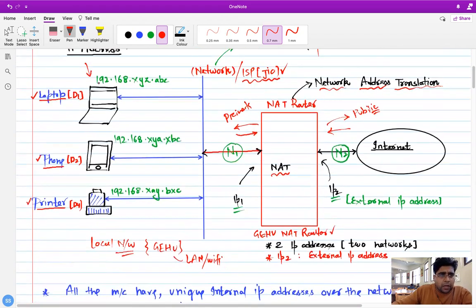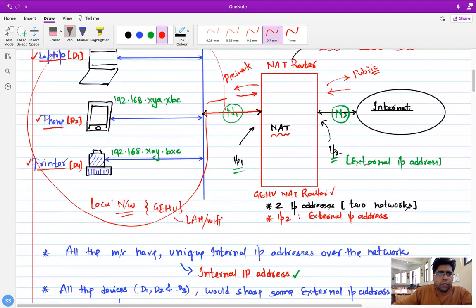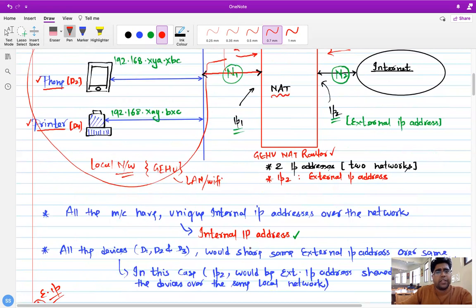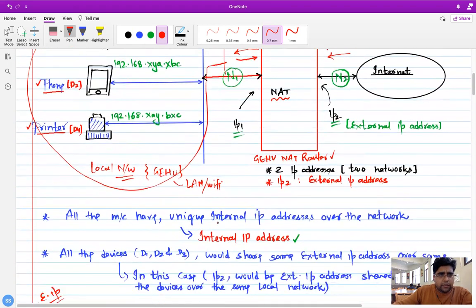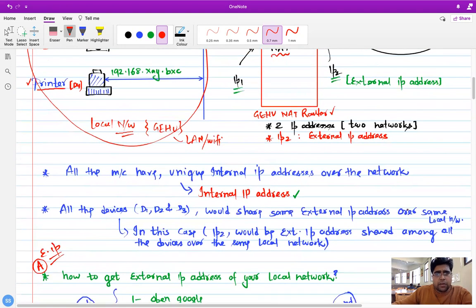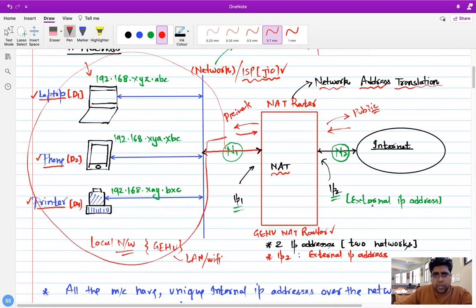It means if this is the local network of GHU, let's say this one, okay, this is the local network. It means all the devices connected in this network would have unique IP addresses. This is called the internal IP address or private IP address. But let's say all the devices D1, D2, D3 like this would share the same external IP address over the same local network. It means all these devices would be sharing the same external IP address for the internet.